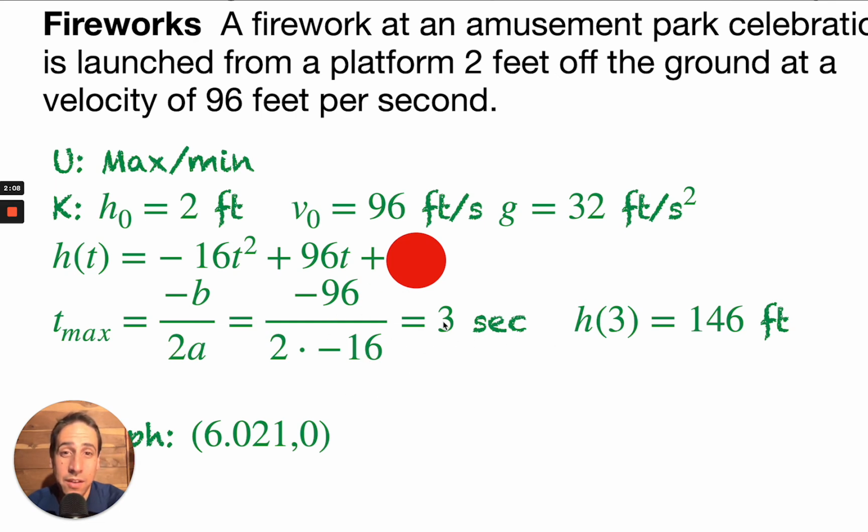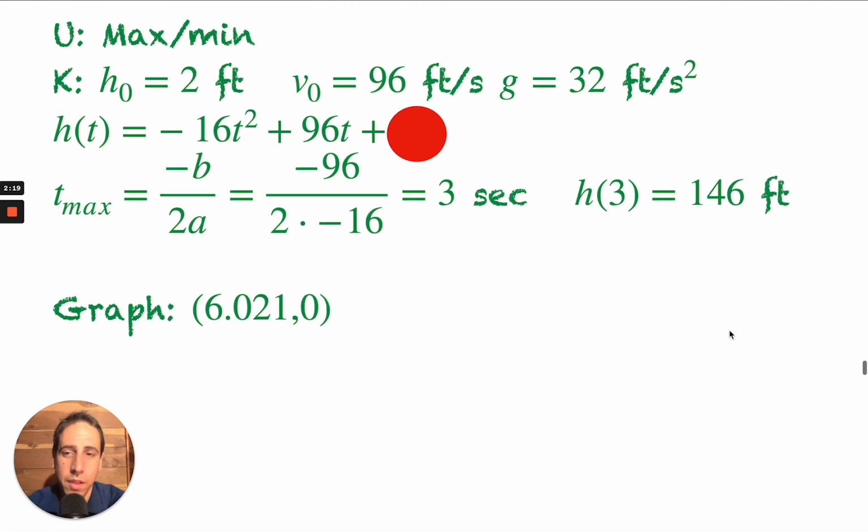And if you take that value of 3 and put it through the h of t function, if the input is 3, then you can calculate that the output is 146 feet. Looking at a graph, you can see that the x-intercept, or the t-intercept, is going to be at approximately 6.021, and then at a height of 0.